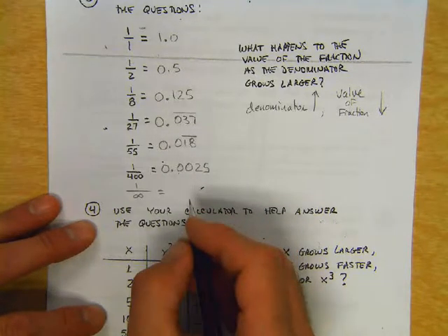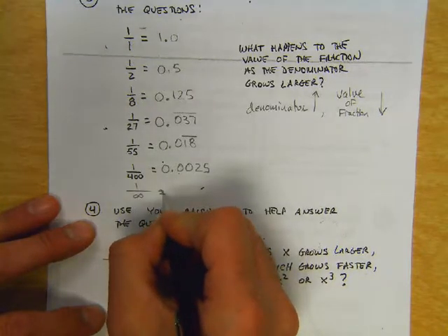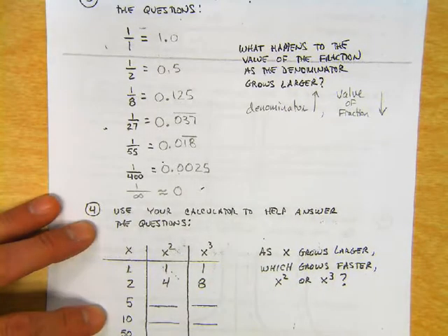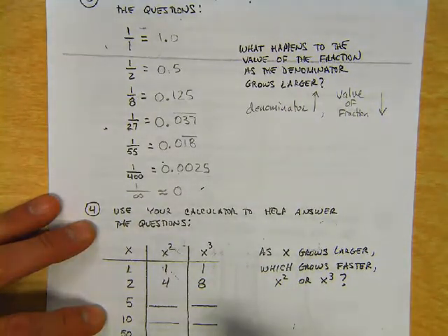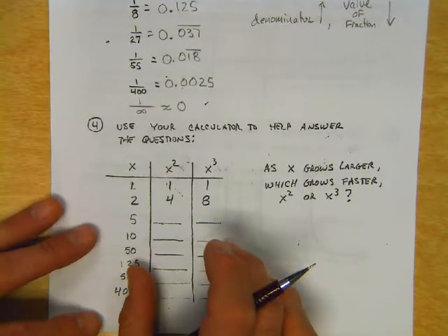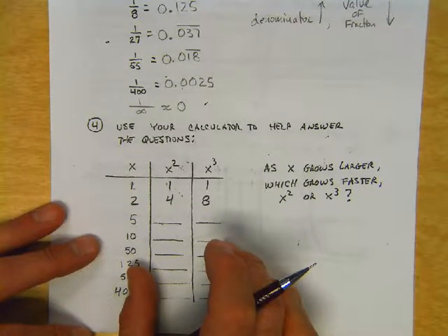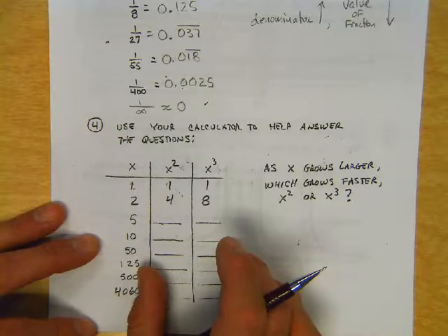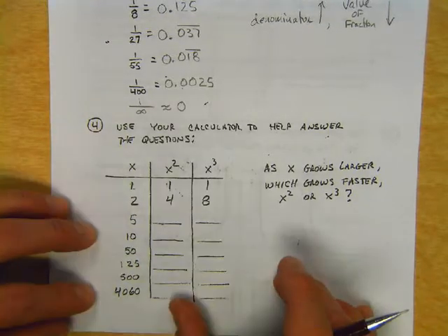In fact, we could say it's approximately 0. Okay? And this is going to be very important for us as we study horizontal asymptotes and oblique asymptotes. Okay? This leads into something called limits and limit notation. Okay, next.